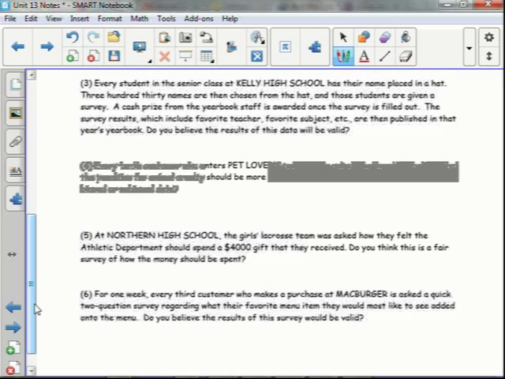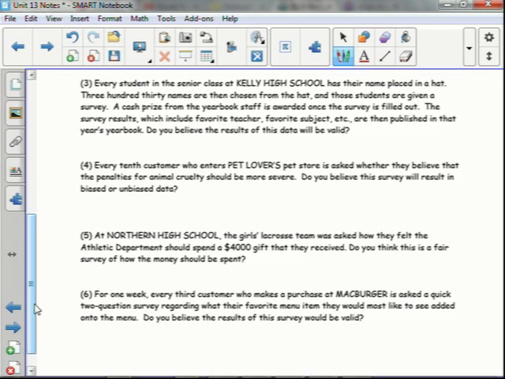Let's do one more. Every student in the senior class at Kelly High School has their name placed in a hat. 330 names are then chosen from the hat, and those students are given a survey. A cash prize from the yearbook staff is awarded once the survey is filled out. Survey results, which include favorite teacher, favorite subject, etc., are then published in the year's yearbook. Do you believe the results will be valid?